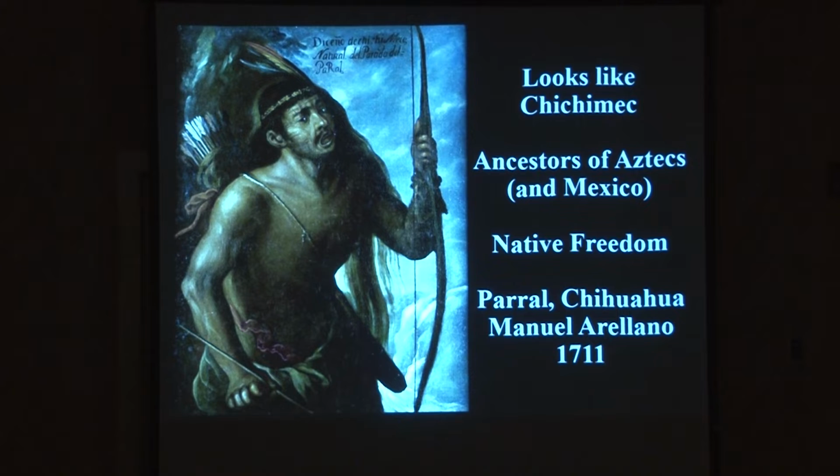But it certainly looks comparable to this painting of a Chichimec by Manuel Arellano from 1711. Arrow, quiver, bow, feathered headdress, very much like this. So I think what we have here is an ancestral Chichimec figure on this coin, pointing out that Chihuahua is claiming its heritage goes back to the original Mexicans, the people from whom the Aztecs themselves derive.